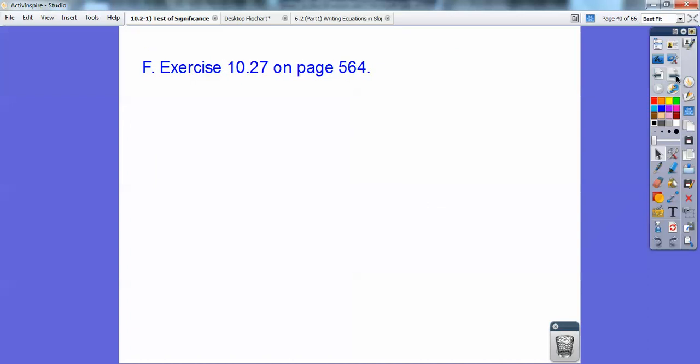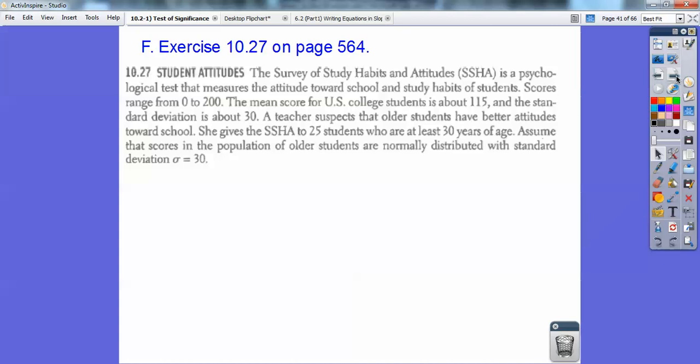Okay, so here's exercise 10.27 on page 564. All right, so student attitudes. The survey of student habits and attitudes is a psychological test that measures the attitude towards school and study habits of students. Scores range from 0 to 200. The mean score of U.S. college students is about 115, and standard deviation is about 30. A teacher, though, suspects that older students have a better attitude towards school, so she gives that test to 25 students who are older. Assume that the score and the population are the same, so the standard deviation is 30. So here we go, we're going to test to see if that works.